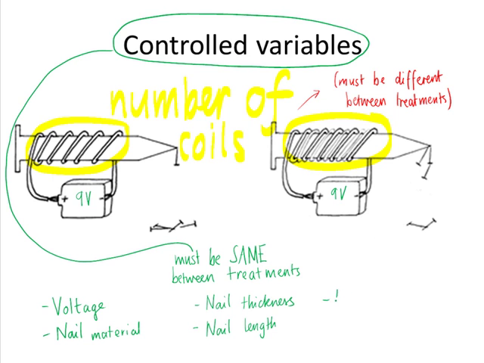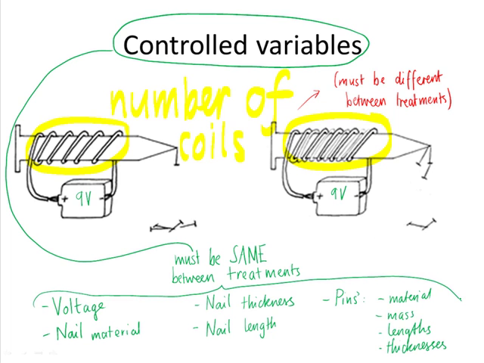Also, the kinds of pins that we use to measure the electromagnet strength. We can't use heavy pins in one case and light pins in another. That wouldn't be fair. So we've got to use identical pins to measure electromagnet strength in each case. So the pins must be made of the same kind of material, they must have the same mass as one another, their lengths must be the same, their thicknesses must be the same.